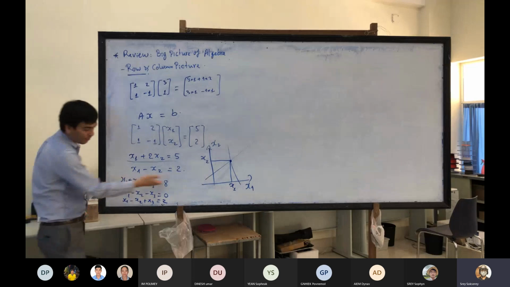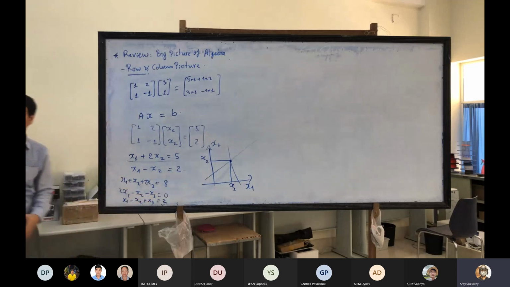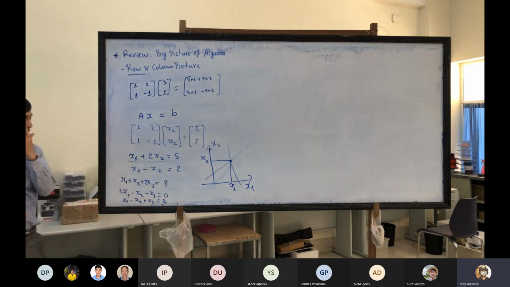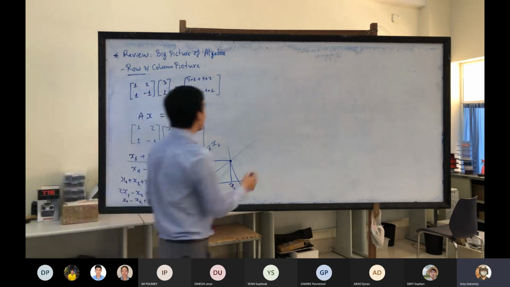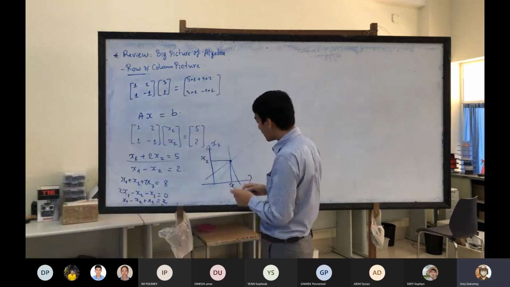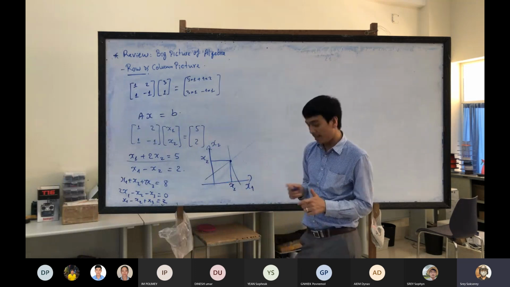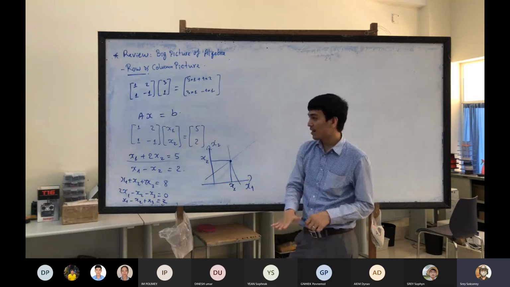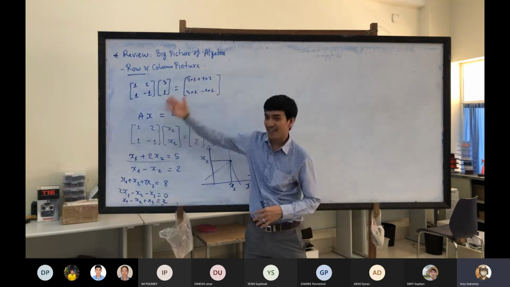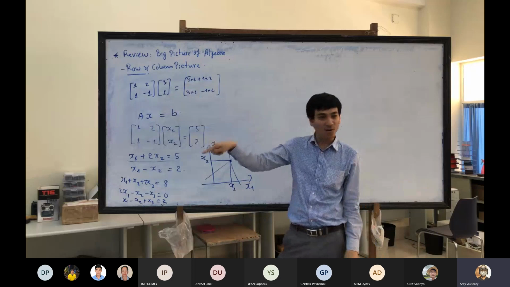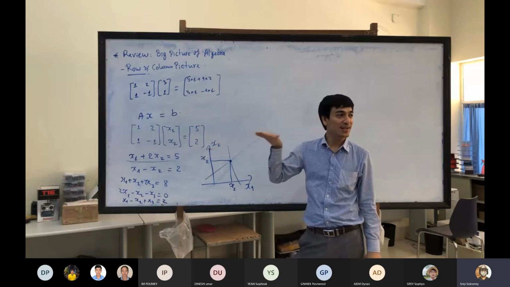And the row picture of these three equations: each one represents one plane. It's a little bit hard to draw, but you can imagine the corner of a room. So you have three planes intersecting. One is the floor, the second one is a side wall, and the third one is another side wall. So all three intersect at the corner of the room. So this is the row picture.